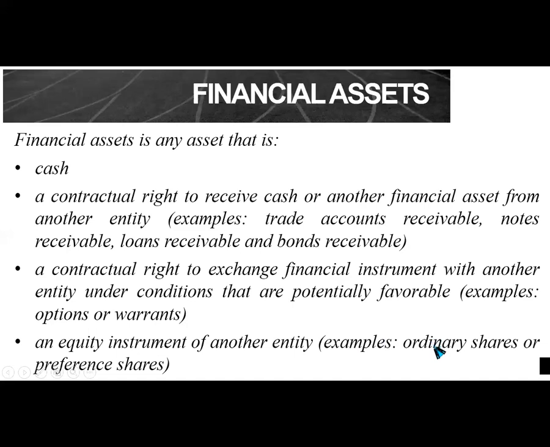Another financial asset is an equity instrument of another entity. For example, the ordinary shares or the preference shares from earlier. All of these we consider as financial assets. We have already discussed cash and receivables. What we have not yet discussed among the financial assets are just these two: the third bullet and the fourth bullet.